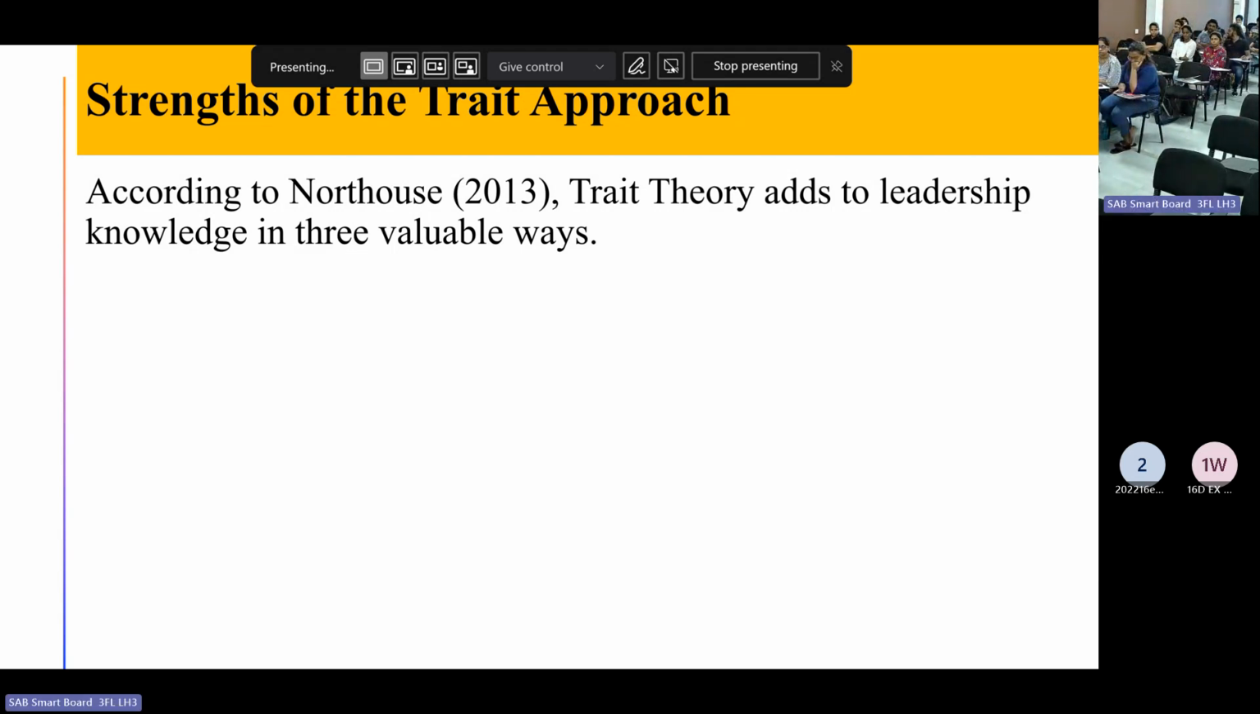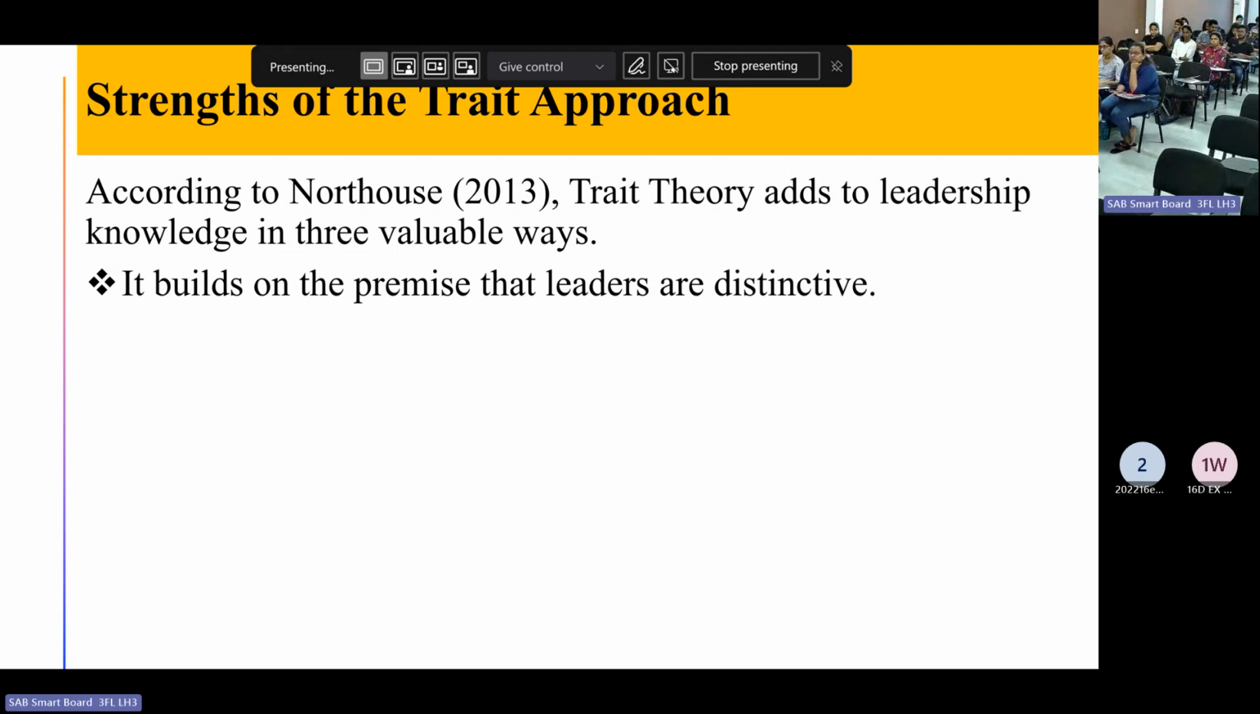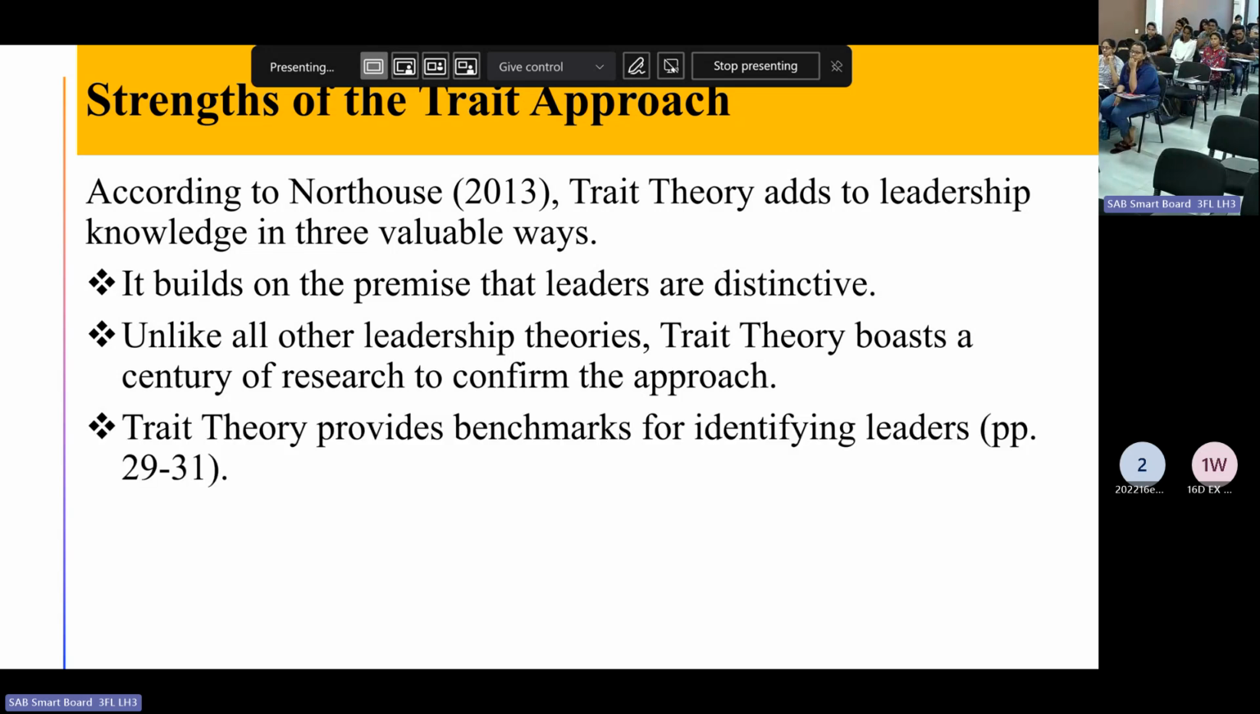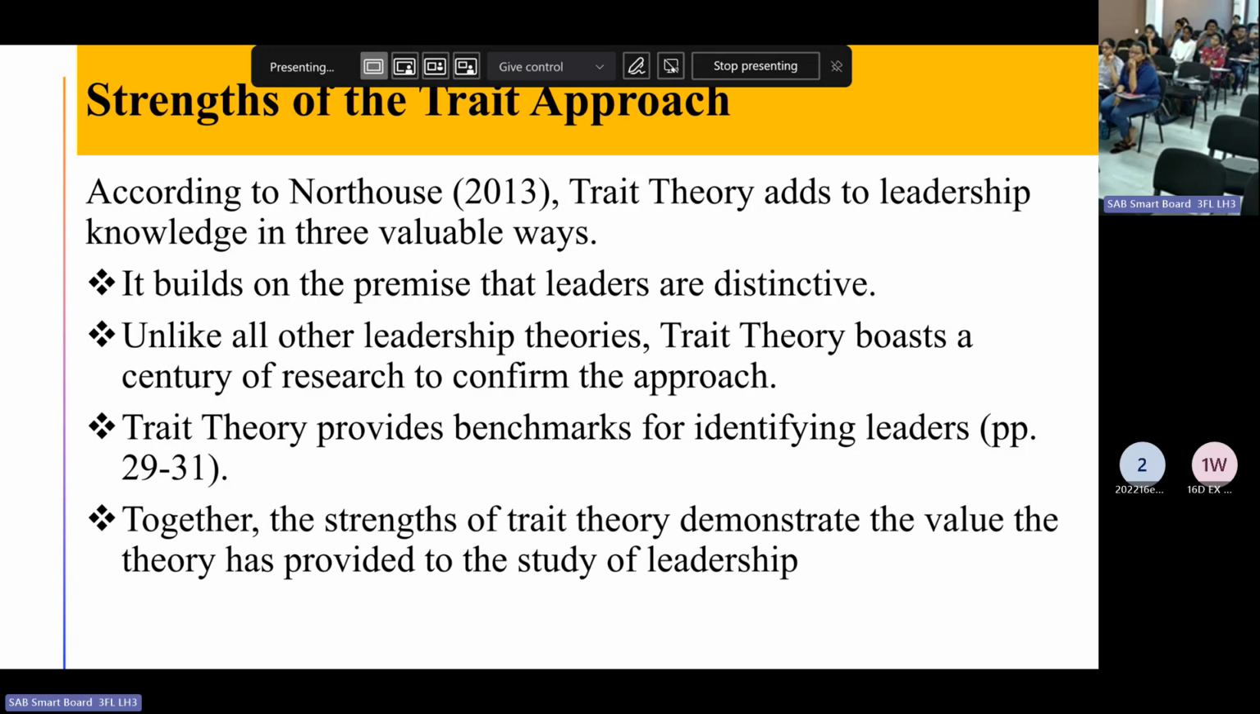So what is the strength of this approach? It builds the premise that leaders are distinctive. Unlike other leadership theories, trait theory has a research base going back over 100 years, no? And it provides a benchmark to identify leaders. That is also useful because there's a checklist for whether he's a leader or a manager, right? And so 5 major traits. If you check it and that person has them, then that's a leader. So it is clearly described. Together, the strengths of trait theory demonstrate the value the theory has provided for leadership.